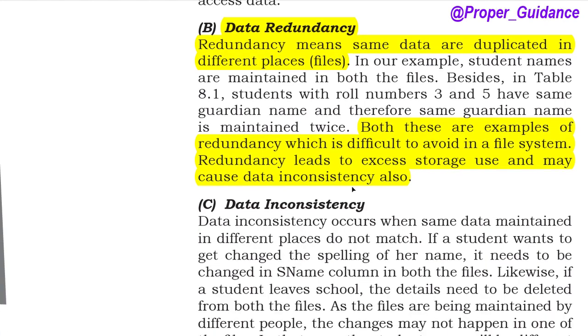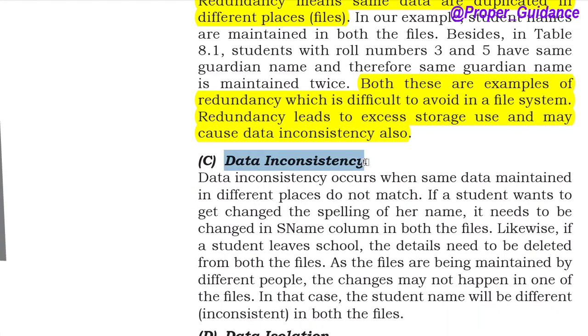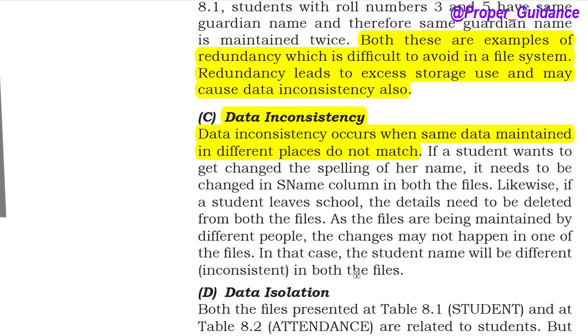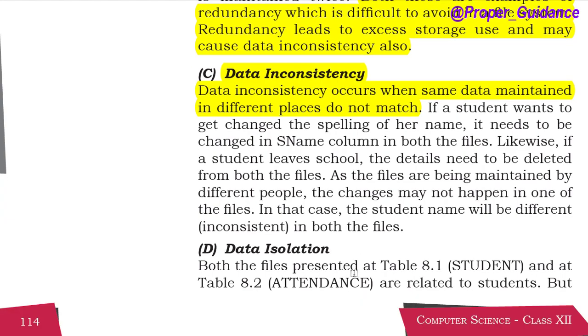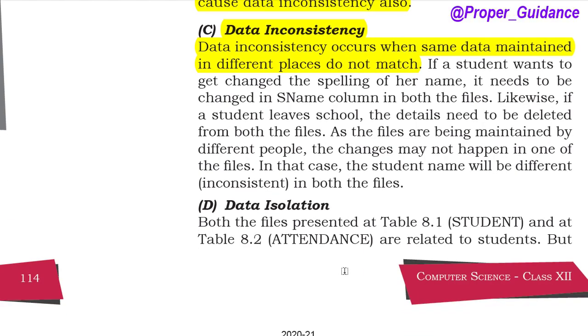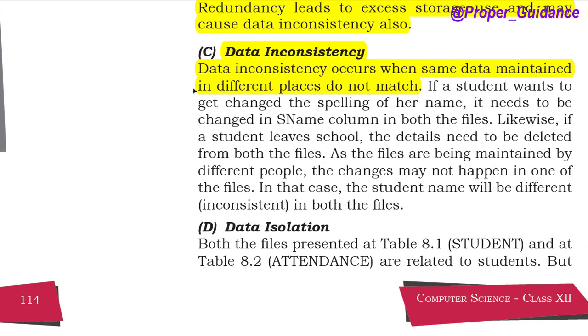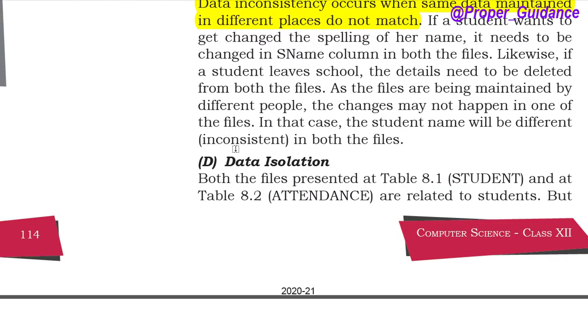So, first point, difficulty in accessing data. Second one, data redundancy. Third, data inconsistency. Data inconsistency occurs when the same data maintained in different places do not match. If a student wants to get the spelling of a name changed, it needs to be changed in the SNAME column in both the files. Likewise, if a student leaves school, the details need to be deleted from both the files. As the files are being maintained by different people, the changes may not happen in one of the files. In that case, the student name will be different in both the files. So, this is a problem of data inconsistency.